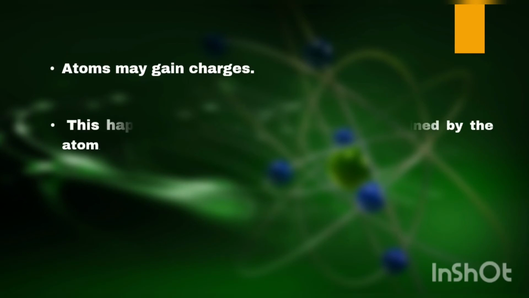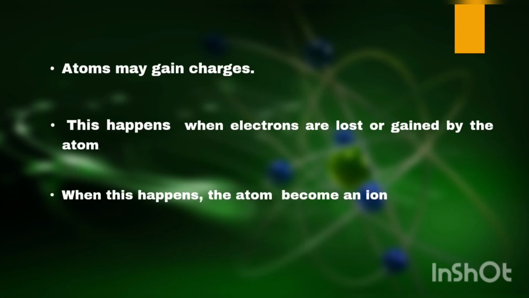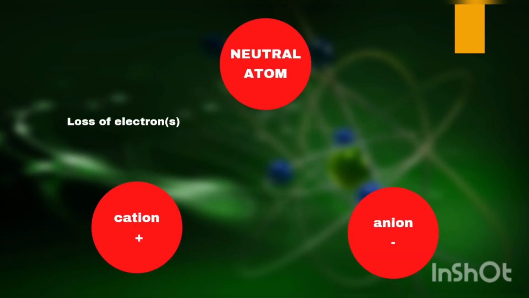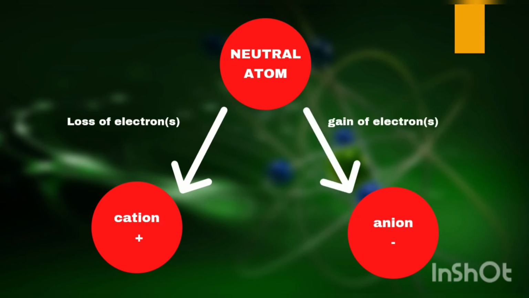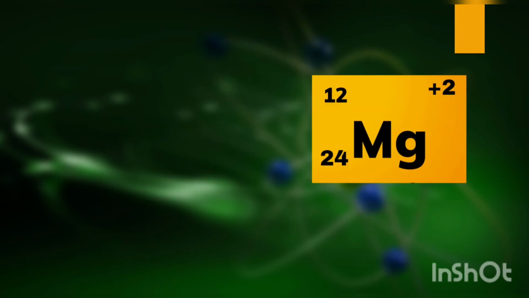Atoms may gain charges. This happens when electrons are lost or gained by the atom. When this happens, the atom becomes an ion. When a neutral atom loses electrons, it becomes positively charged and is called a cation. While when a neutral atom gains an electron, it becomes negatively charged and is called an anion.